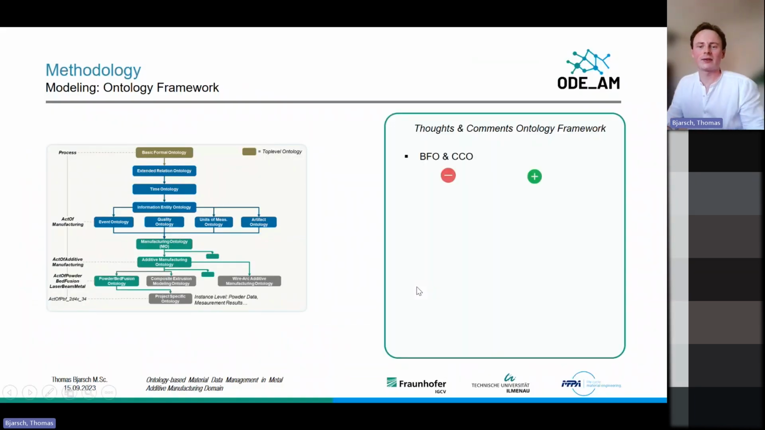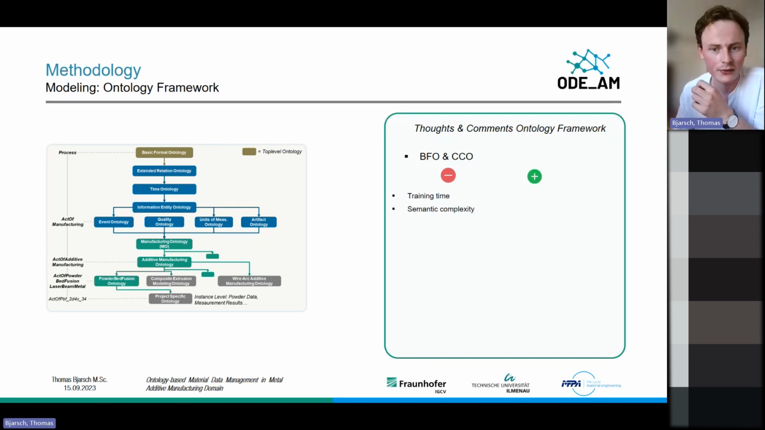Some thoughts about BFO and common core ontologies. It's hard to understand their modeling, at least for me it was. BFO comes with a book of about 200 pages where they explain how to use their ontology, and you have to invest a lot of time to understand their modeling because of the semantic complexity. As an outsider, I think it's hard to understand what is actually a contingent or an occurrent because you're not familiar with all these terms.